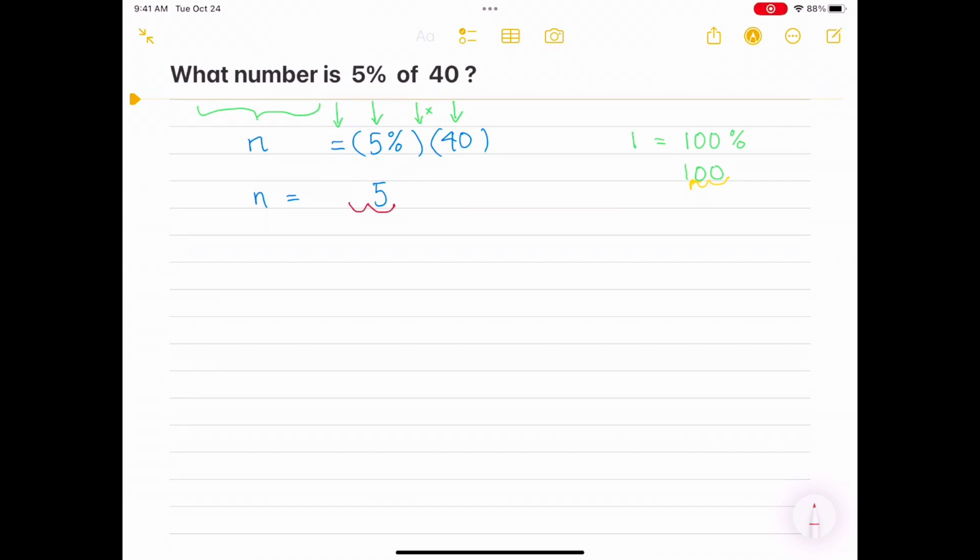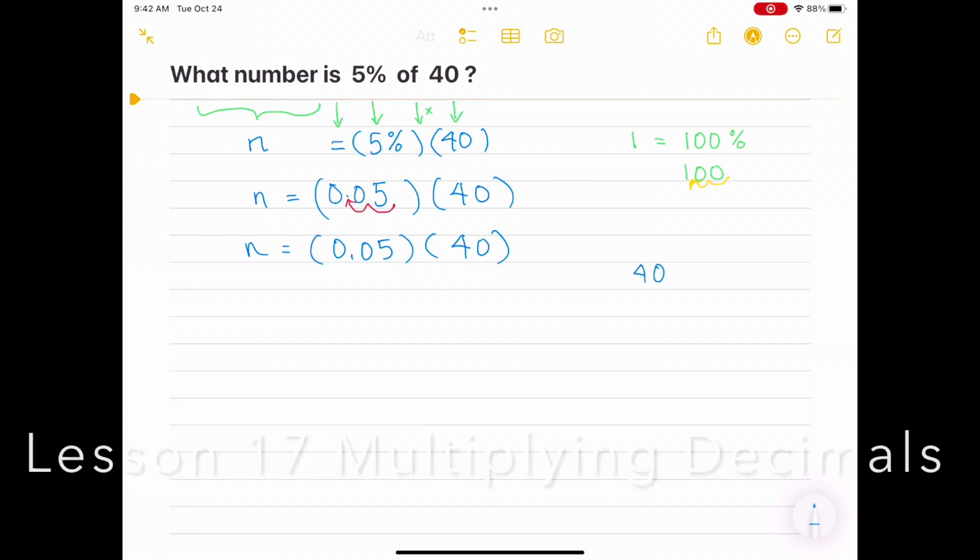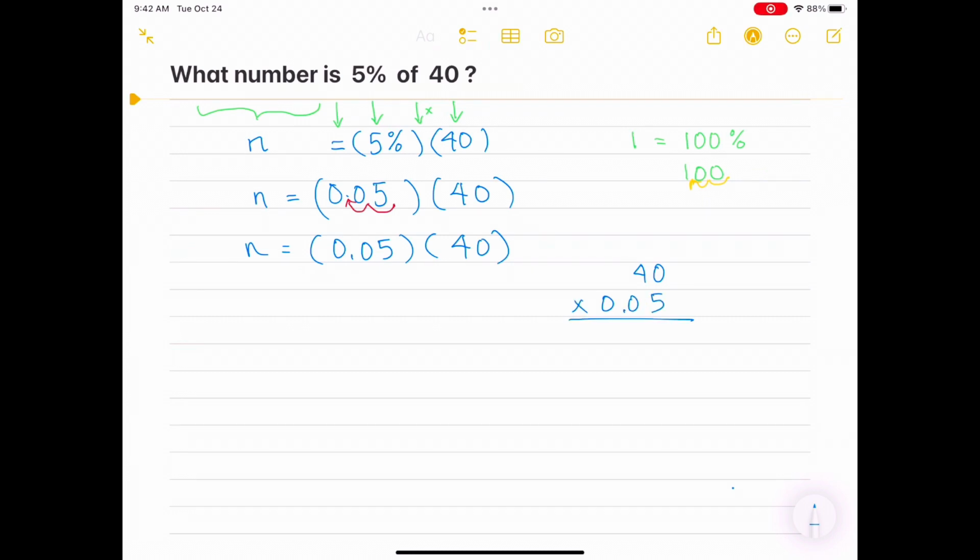5% converts to decimal by moving the decimal place back to the left 2 places to make it 0.05. And we continue the problem times 40. So now we have 0.05 times 40, and we do that calculation on the side. If you need a reminder on how to multiply decimals, please watch my earlier video, lesson 17, on multiplying decimals. So now we have 40 times 0.05.